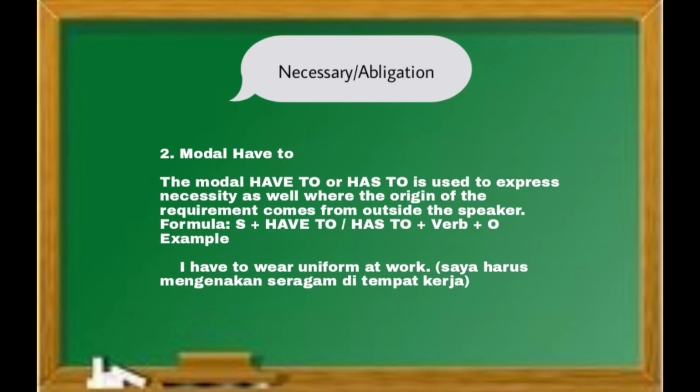Number 2, modal have to. The modal have to or has to is used to express necessity as well, where the origin of the requirement comes from outside the speaker, where the formula is subject plus have to or has to plus verb plus object. For example, I have to wear uniform at work. Saya harus mengenakan seragam di tempat kerja.